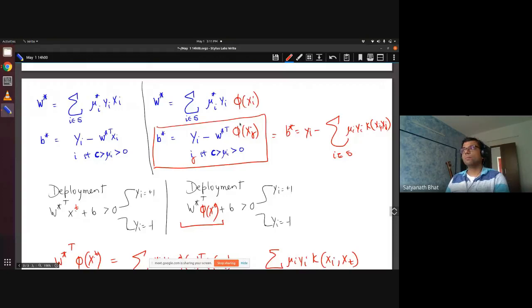So B star, how are you computing? You have to pick a j which is strictly lying between 0 and C, and you have to compute this number. Again, there is a problem. Phi of xj I cannot do, but W star is actually a sum of some phi of xj's. Even though you cannot compute this and you cannot compute this, when you put them together, you are able to compute B star. Correct? Because this phi of x transpose this comes. So that again goes back to kernel.